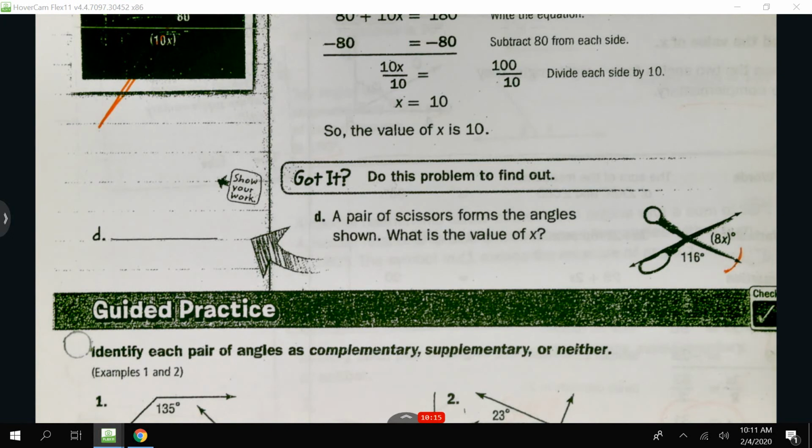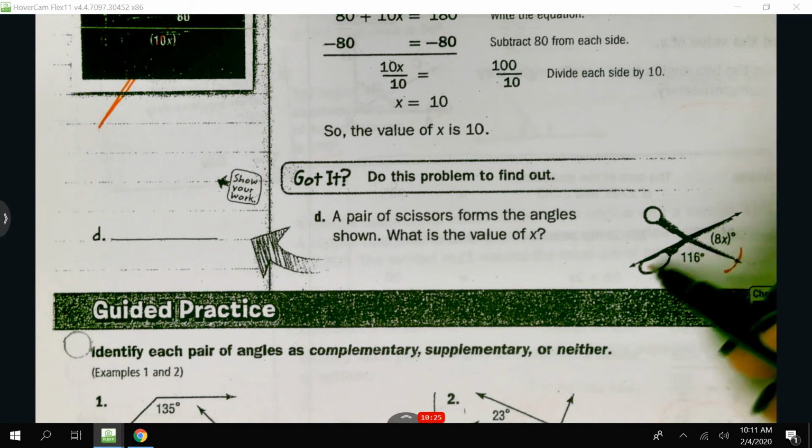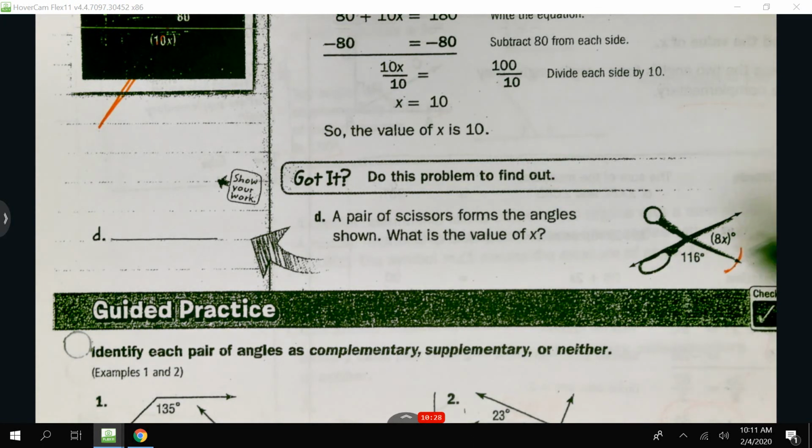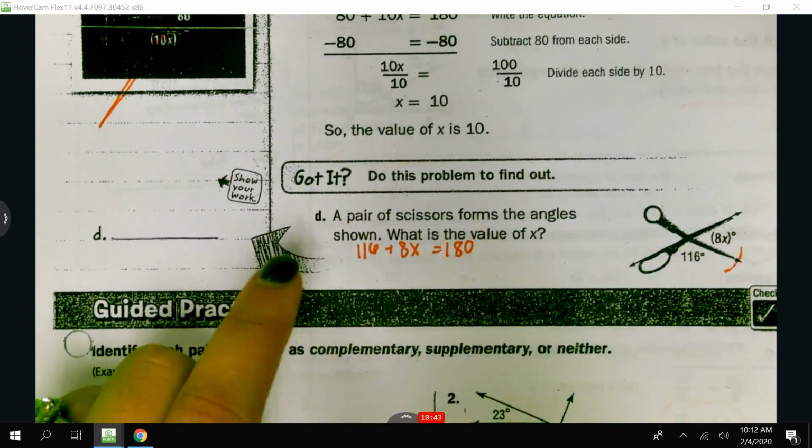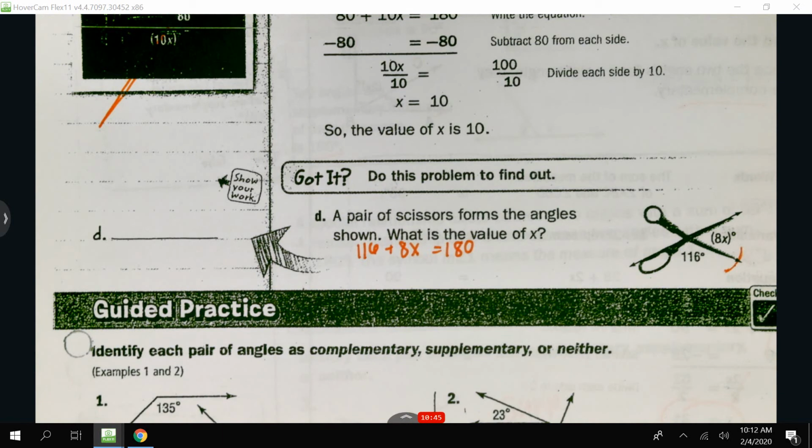One, what? Where are you getting 24? Where are you getting that? I'm asking, what is the measure of a straight line? 180. If these are supplementary angles, then that means that together they equal 180. So you have to set up an equation. So you've got 116 plus 8x equals 180. The whole point of all this is you're setting equations up. Okay? So you've got to know that together those make 180 so that you can form an equation.